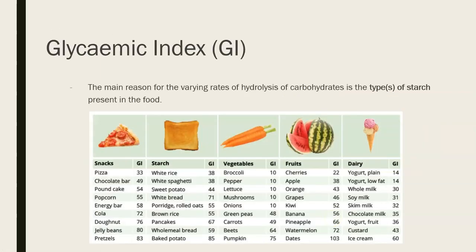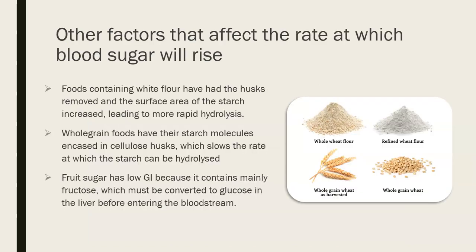The main reason for varying rates of hydrolysis is, of course, the type of starch that is present in the food and how easy it is to digest. This means that processing can have an effect on the blood sugar levels as well. Foods that contain white flour have had the husks of the seeds removed, which means that it's increased the surface area, so hydrolysis will be faster.